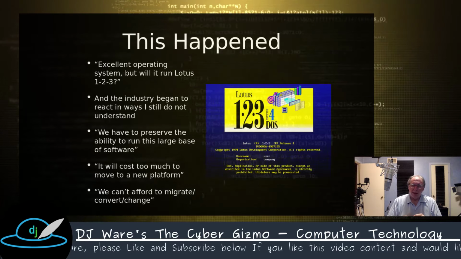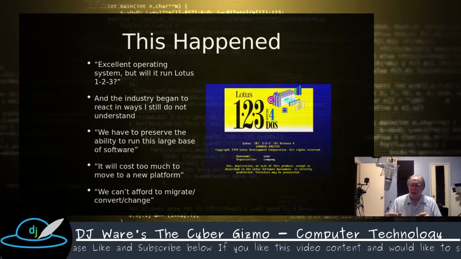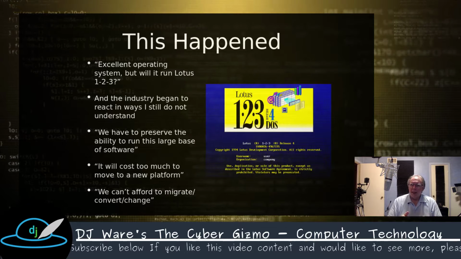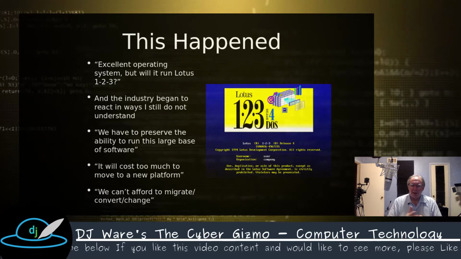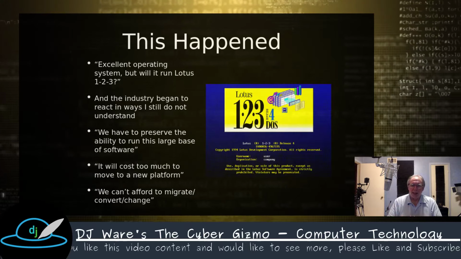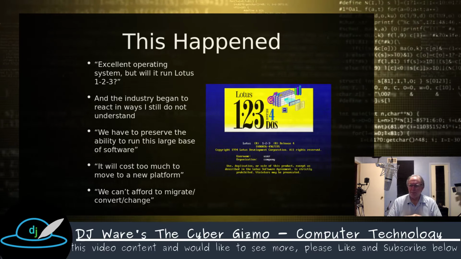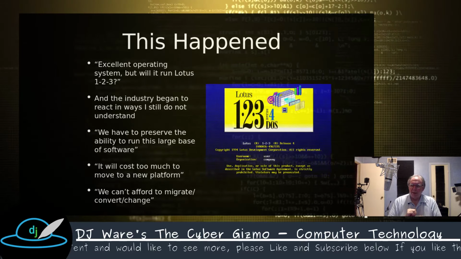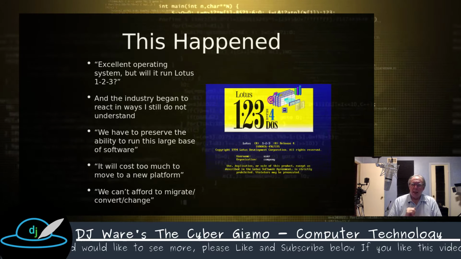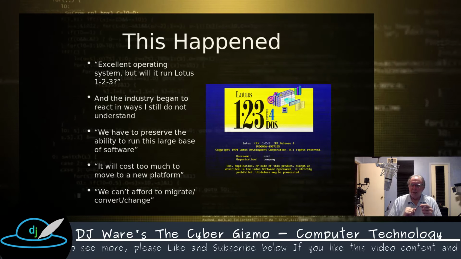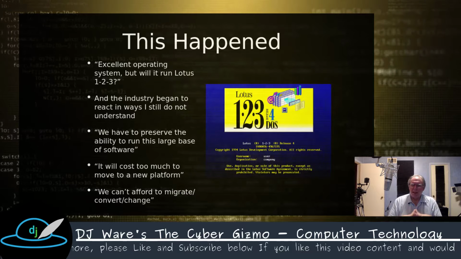Well, what happened then is that really tied that software to that platform. It was locked tight. And so anybody coming in with a new operating system, of course, wouldn't have an IBM BIOS, and so couldn't run Lotus 1-2-3 unless somehow you emulated it. So the industry at this time began to react in ways that were very strange to me. It was very foreign. I wasn't used to it. It was things like, we have to preserve the ability to run this large base of software.